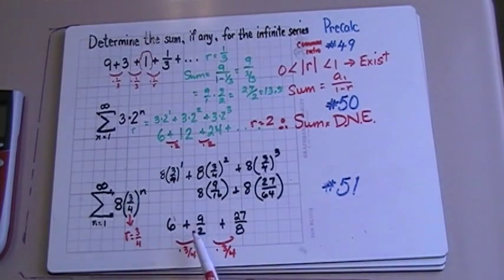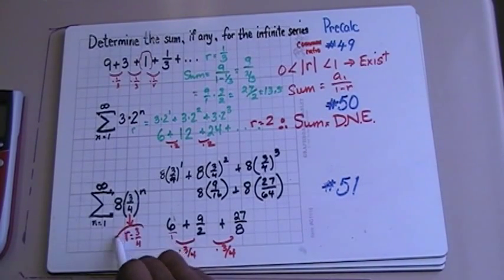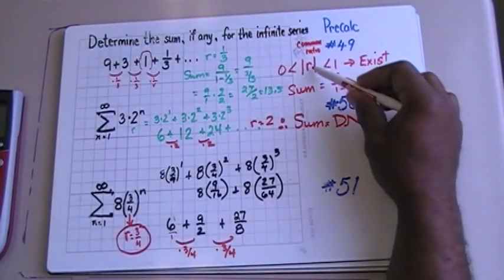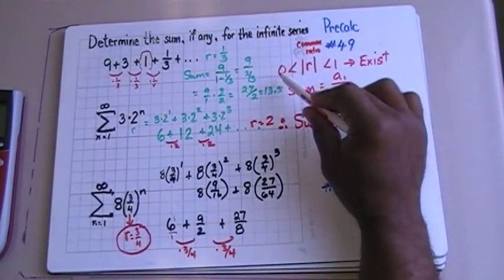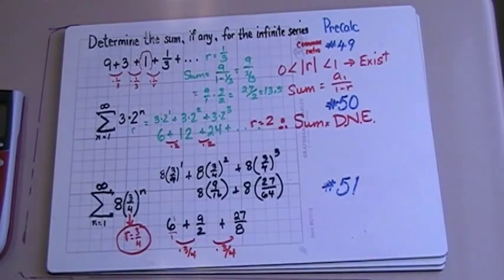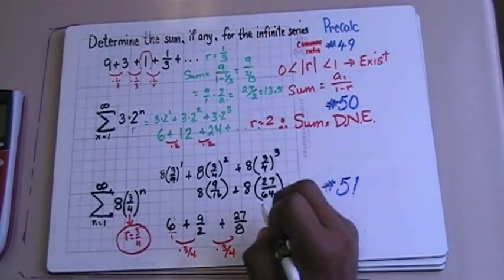All right, you can look at the numbers. If this is 6 over 1, multiply that, 3/4, keep on going. Now, does the sum exist? How do I know? I take my 3/4. Well, let's see. 3/4 is between 0 and 1, so the sum does exist. Now, once the sum exists, we got some work to do.